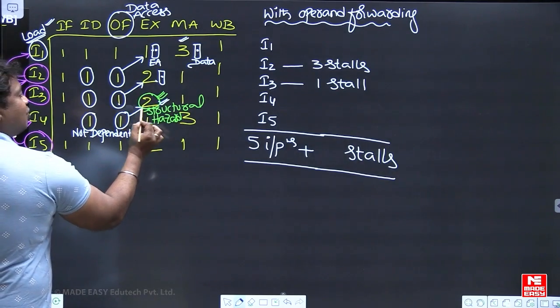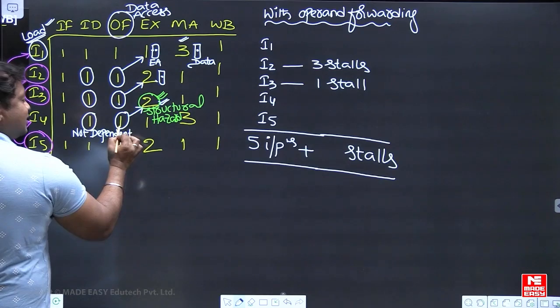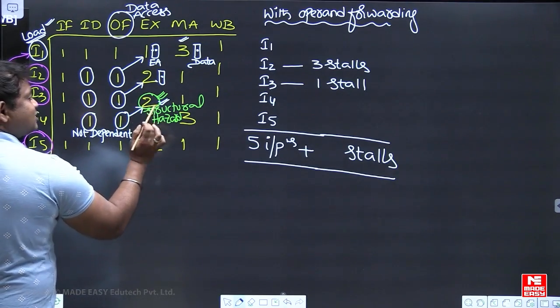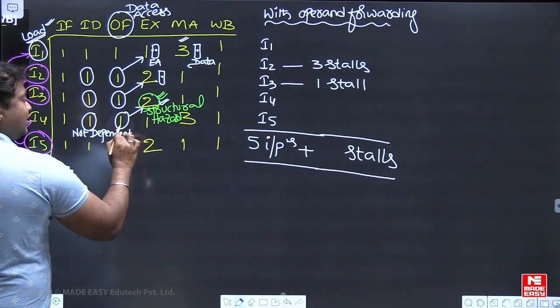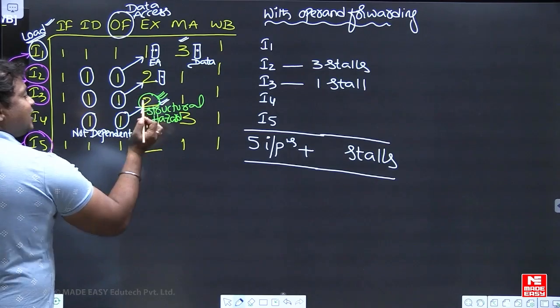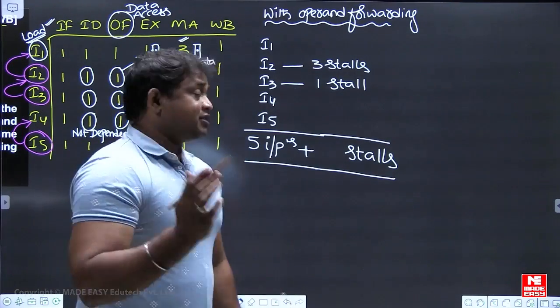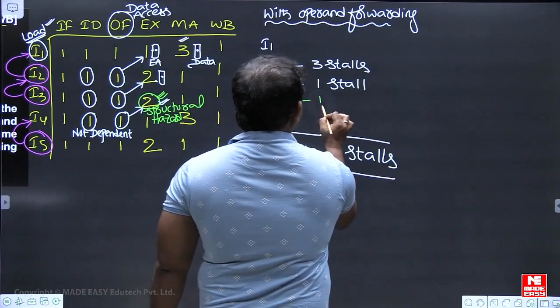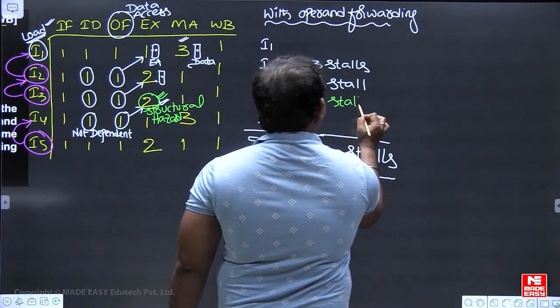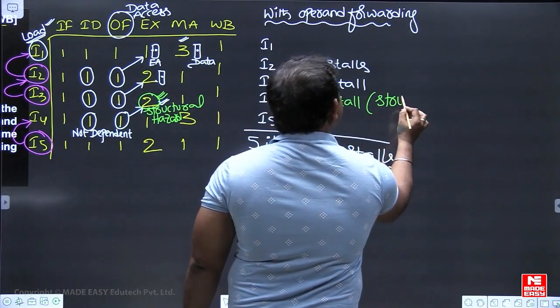OF overlapping with EX: when OF is one cycle and EX is also one cycle, there is no stall. But here OF is one cycle while EX takes 2 cycles. It is not waiting for data, it is waiting for the stage. So this is the one stall, and this one stall is called the structural hazard.